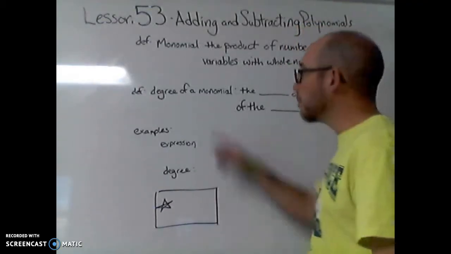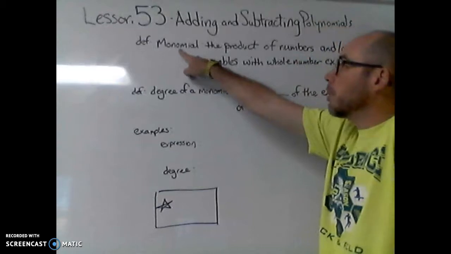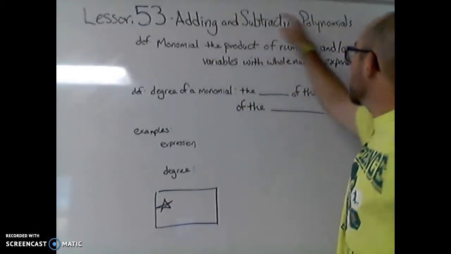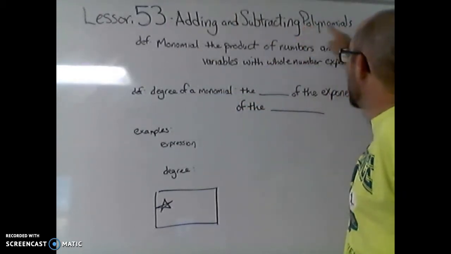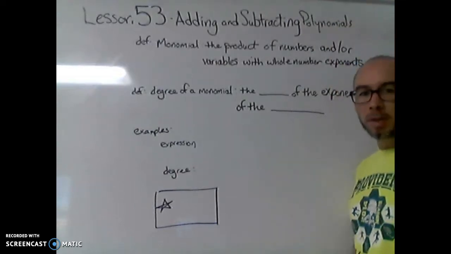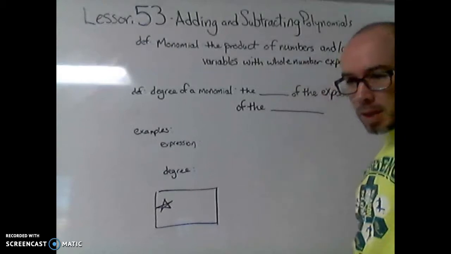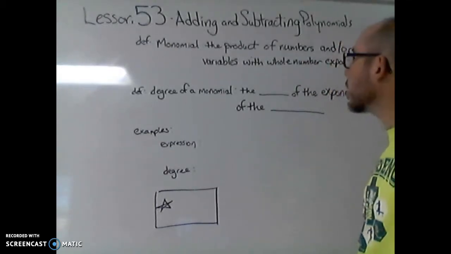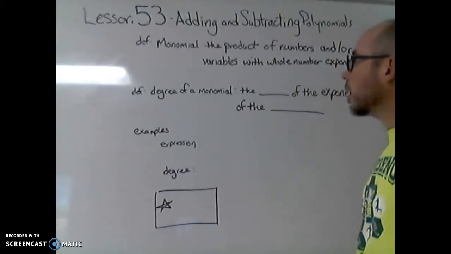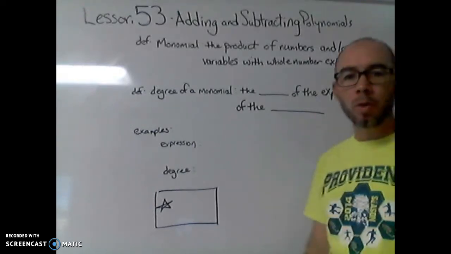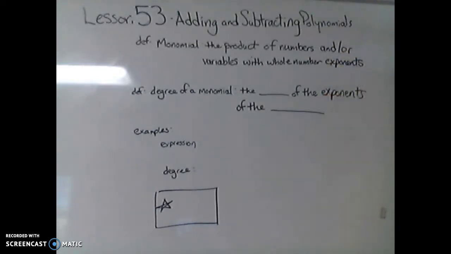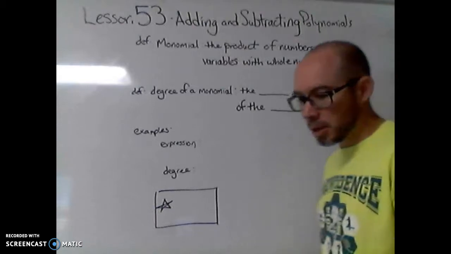Let's start with a monomial. A monomial. Because we're supposed to subtract and add polynomials eventually. But let's start with just one. Mono means one. And we've got here that a monomial is the product of numbers and or variables with whole number exponents. So let me tease that out just a little bit.